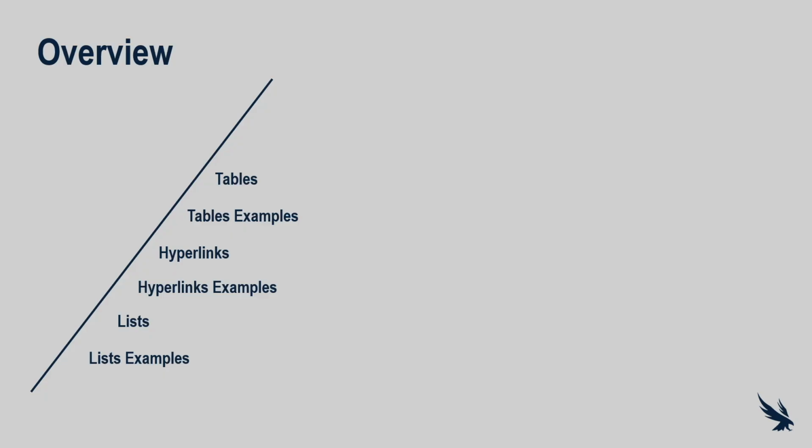To give you an overview of what we'll be talking about today, we'll start with tables with some examples. Then we'll talk about hyperlinks with some examples. And then finally, we'll talk about lists with some examples.